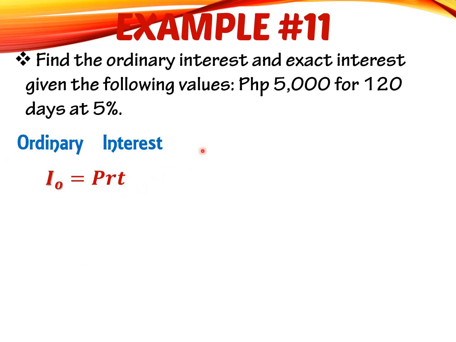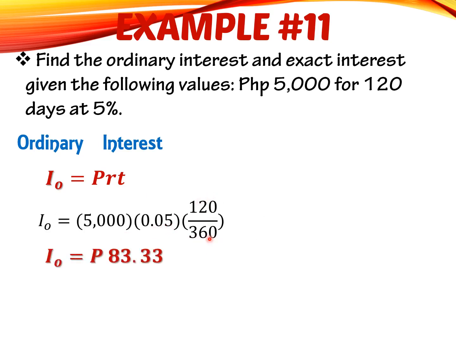So substitute here, you will have 5,000 for the principal, the rate will be changed to decimal, move the decimal, so that will be 0.05, and the time will be 120 divided by 360 for ordinary interest. So, multiply everything, 5,000 times 0.05 times 120 divided by 360. So, your ordinary interest will be 83.33. So, again, for ordinary, you divide it by 360.